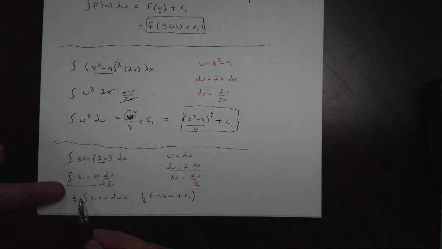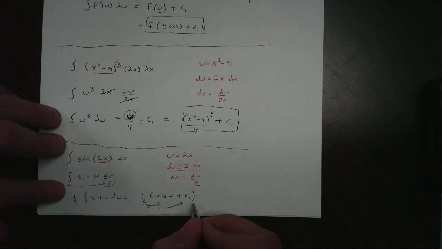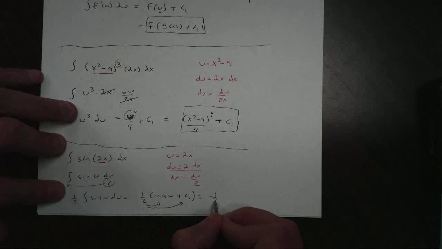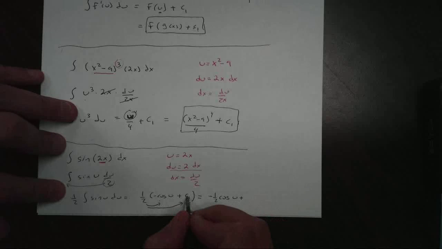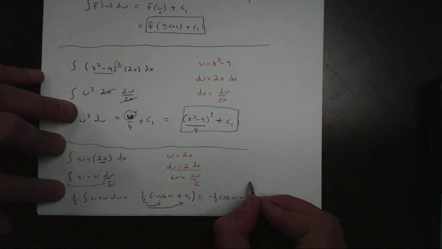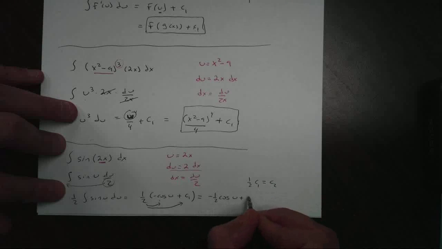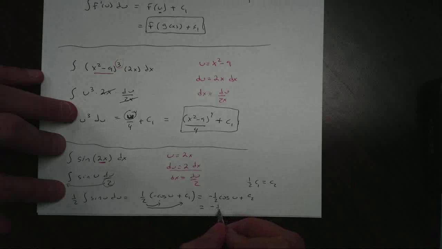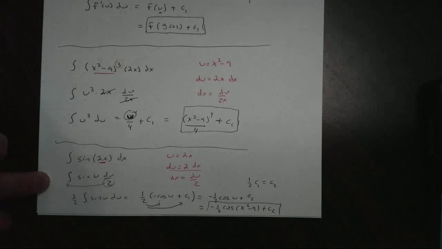Now, notice this. It's 1/2 times all of that. So I'm going to distribute my 1/2 inside. And I get this. Negative 1/2 cosine of u plus, now when I take c1 multiplied by 1/2, I could write it as 1/2 c1. But that's just another constant. So we just normally write that as c2. And I'm almost done. Got to replace my u. Negative 1/2 cosine of x squared minus 9 plus c2. And there you have our original function.